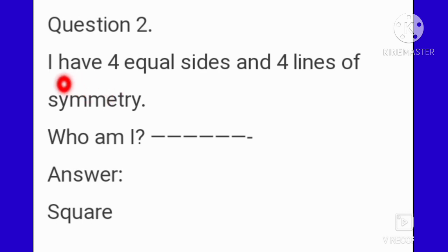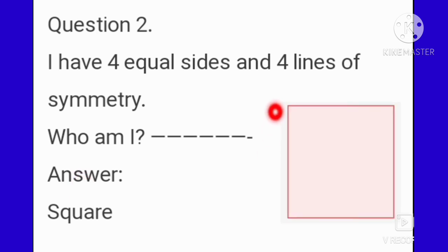Second question is, I have 4 equal sides and 4 lines of symmetry. Who am I? Yes, it is square. It has 4 equal sides, 1, 2, 3, 4, and 4 lines of symmetry, 1, 2, 3, 4.